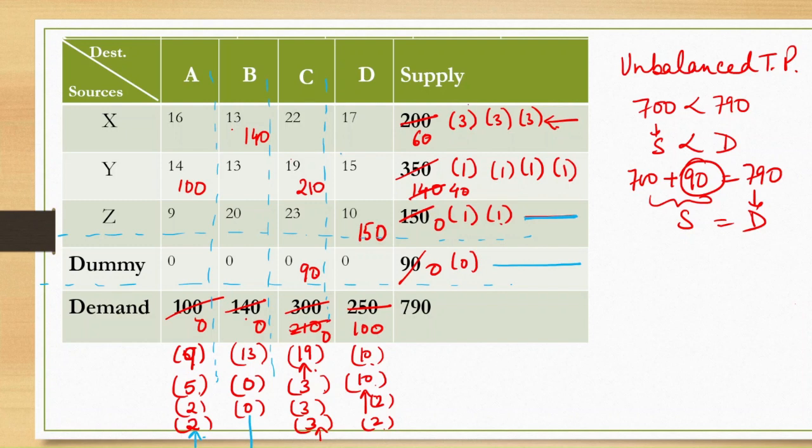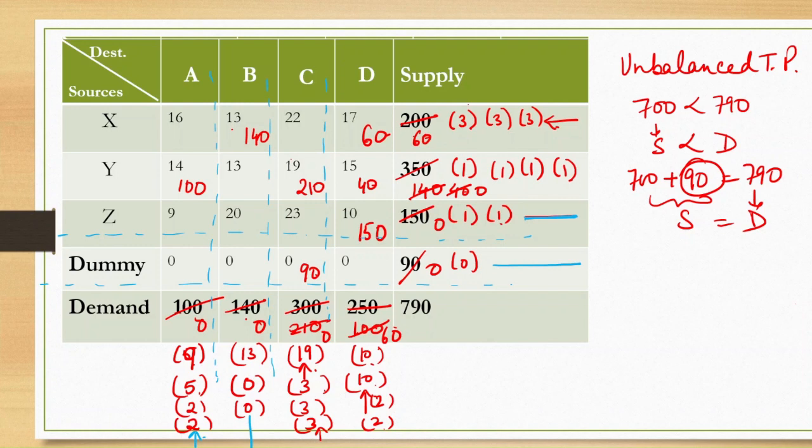Now we have only this column, and in this column we'll be selecting the minimum cost cell, that is 15. So 100 and 40, I'll be allotting 40. So this becomes 0. This is 60. And again 17, in this 60 is the demand, 60 is the supply. So this is what we got.